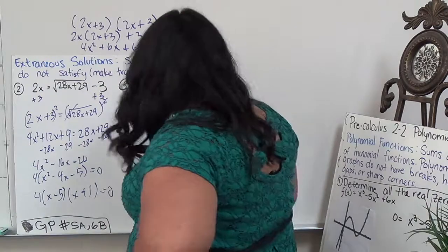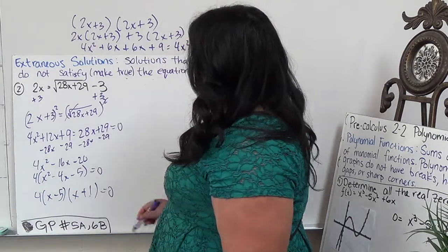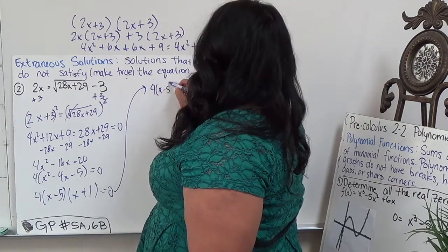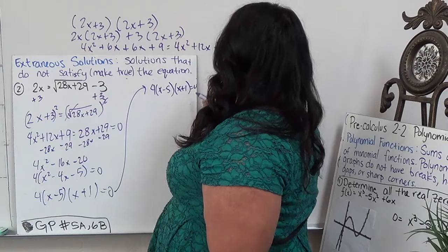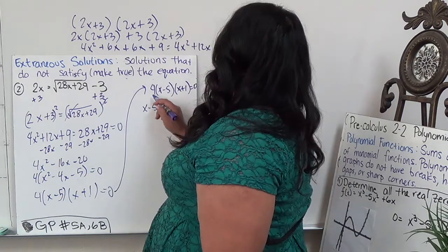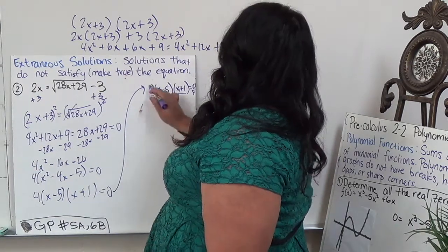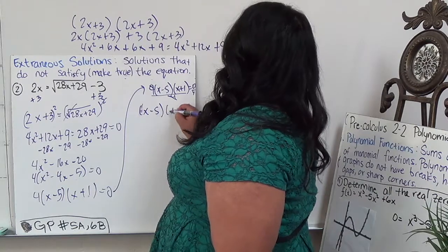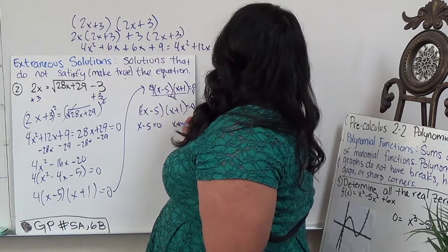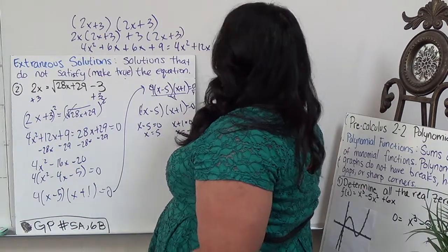So from here, I'm going to erase this. This video is long enough, so we can do that one in class later. I just want you to see this. So we're going to move this here, and we're going to solve it. So 4 times x minus 5, x plus 1 equals 0. I divide both sides by 4, so this cancels out. I have x minus 5, x plus 1 equals 0. So x minus 5 equals 0, and x plus 1 equals 0. So this will give me x equals 5 and x equals negative 1.